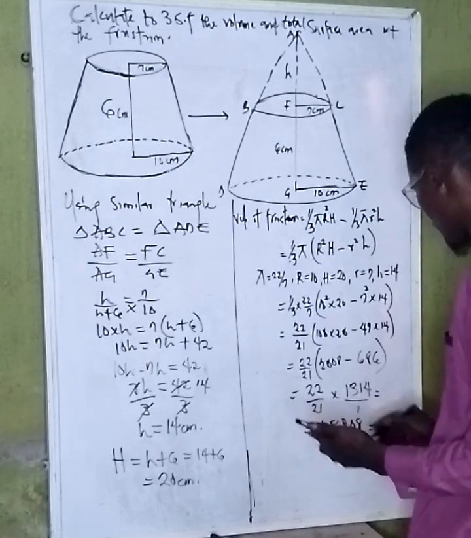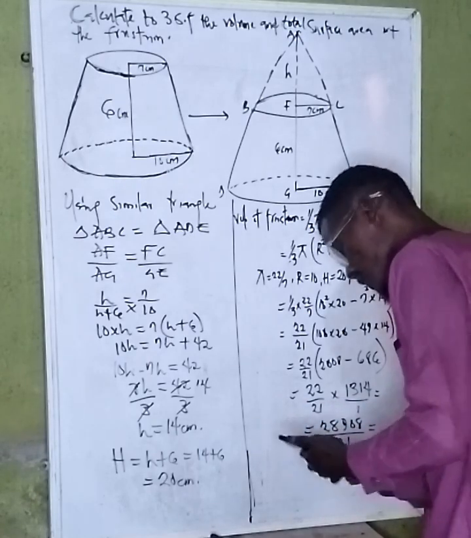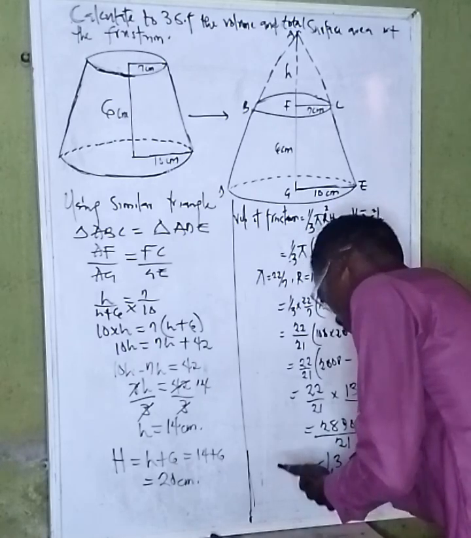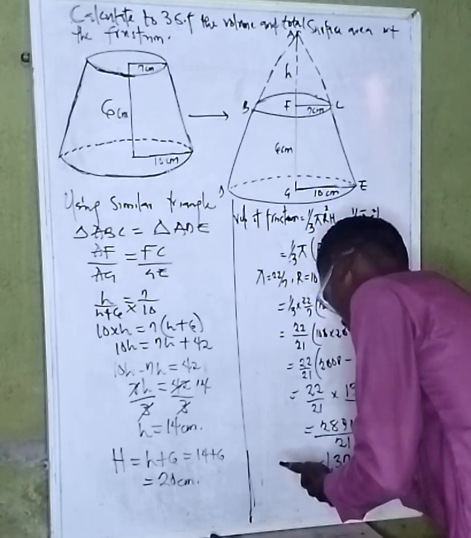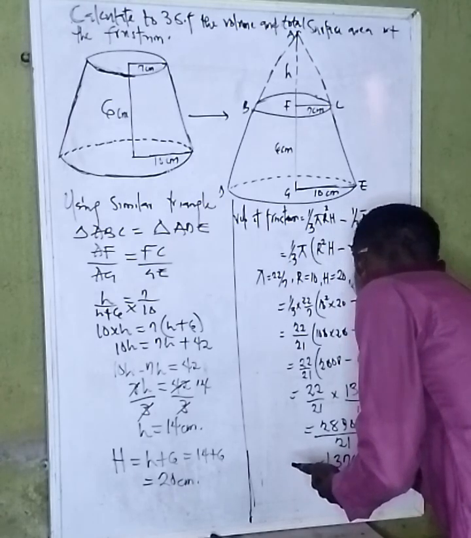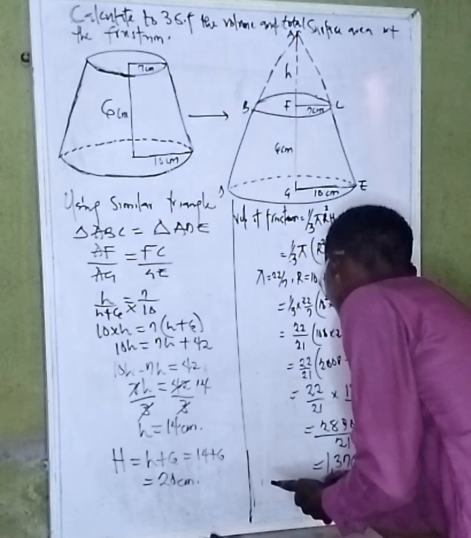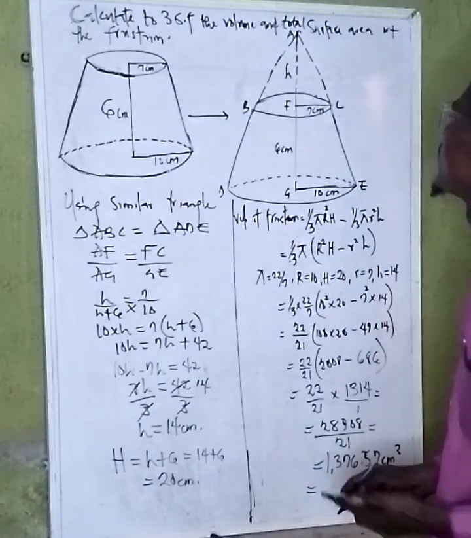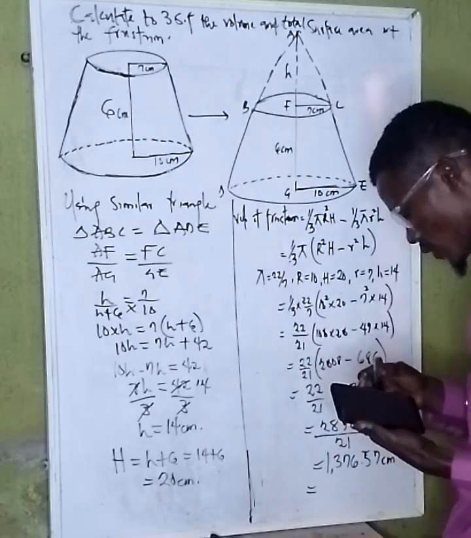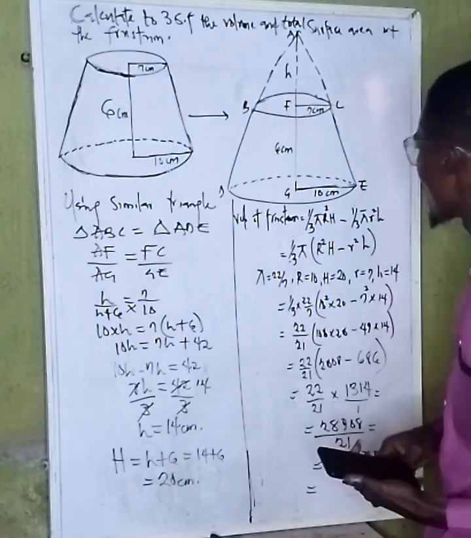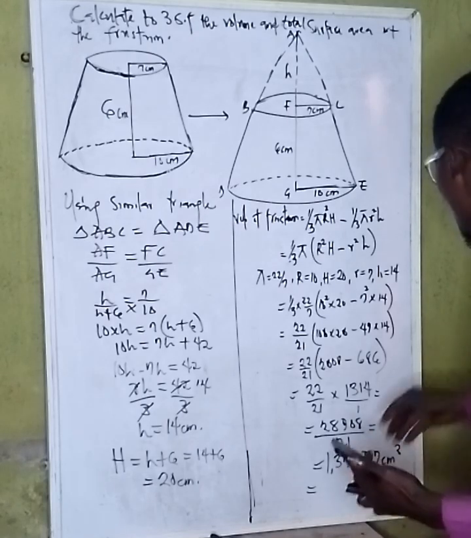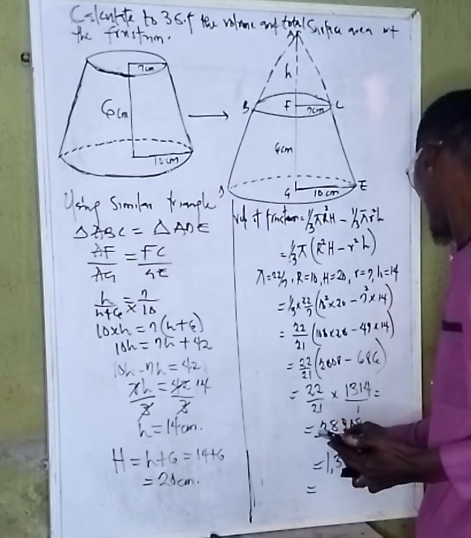Our answer at the end of the day is 1,376.57 centimeter cube. Don't forget we are asked to take it to 3 significant figures. And in taking it to the significant figure, we start from the first non-zero digit of the figure.